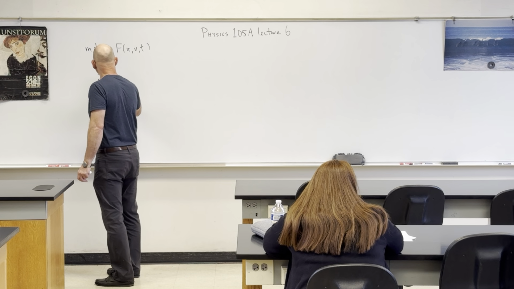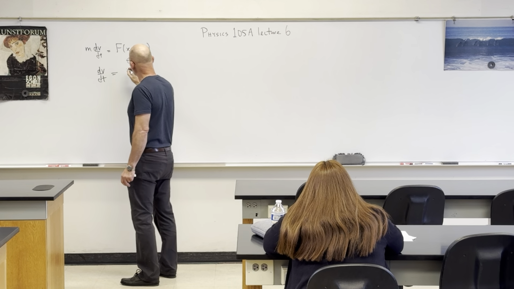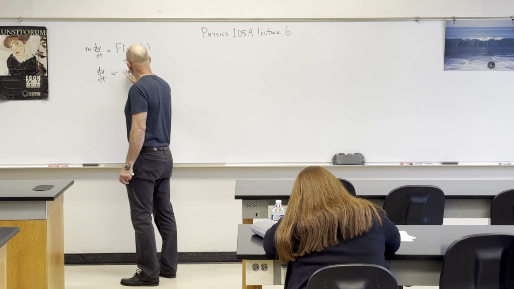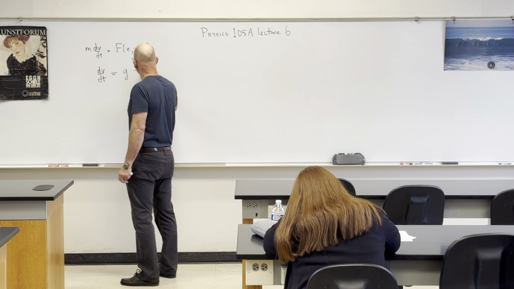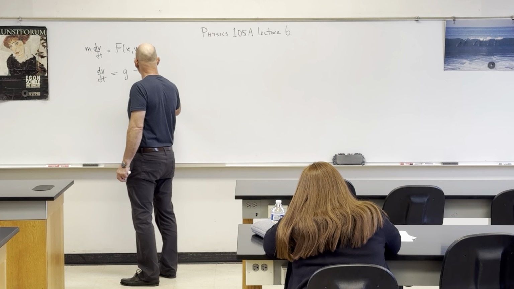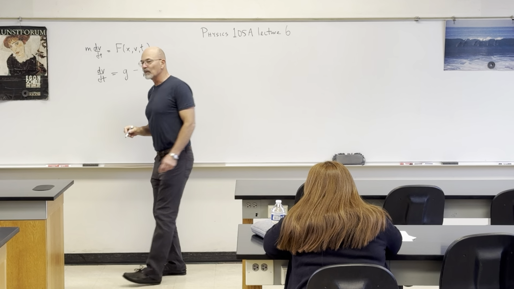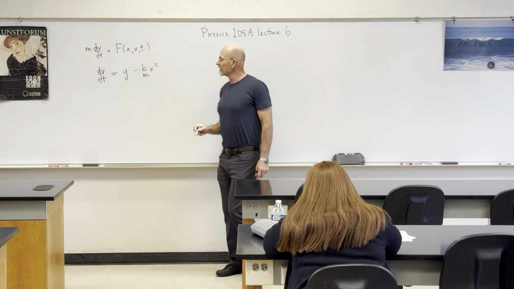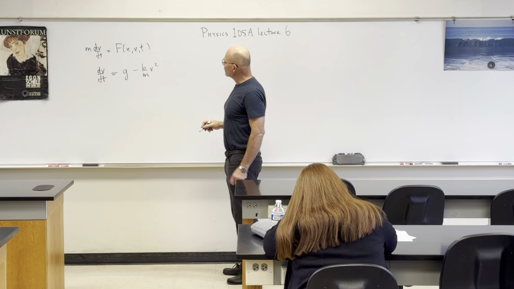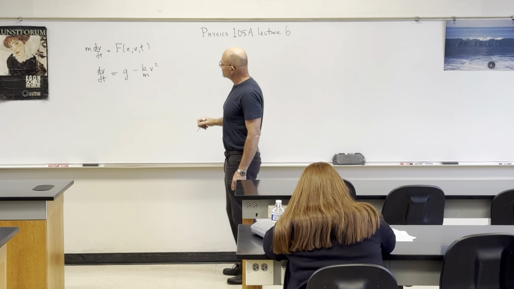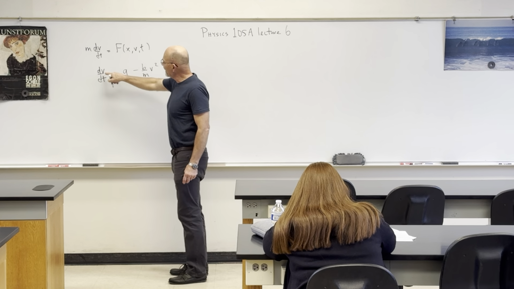Okay, so I'm thinking this was more or less the last thing we had. So we were going to have the positive direction down. We had g minus b over m v squared. Okay. Now we're going to solve this one a little bit differently. We're going to work with the left side first.